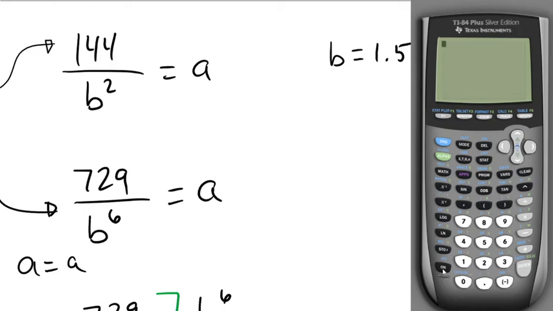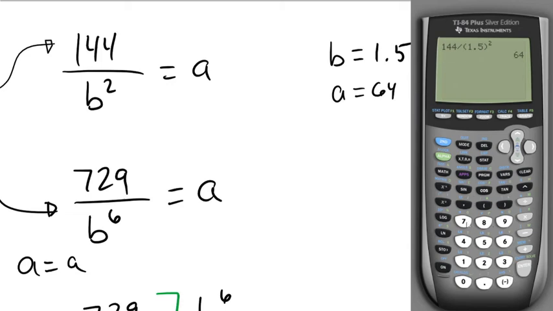So what I'm going to do is I'm going to take that 1.5 and put it into both equations. So the first equation, I'm going to have 144, and I'm going to divide that by, and I'm going to use parentheses, 1.5 to the 2nd power. So exponentiation comes first, so it is going to square the 1.5, take that result and take 144 and divide it by the result. And I get a is 64. Let's see if we get the same thing from the other equation.